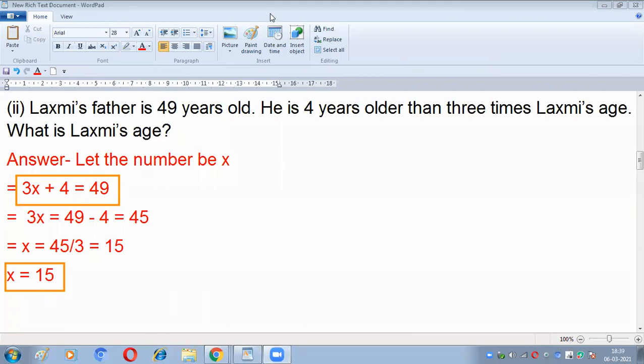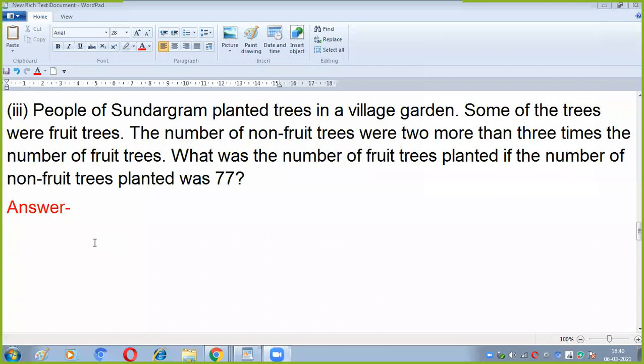Okay. So friends, let's proceed to third bit. So friends, third bit is: people of Sundargram planted trees in a village garden. Some of the trees were fruit trees. The number of non-fruit trees were 2 more than 3 times the number of fruit trees. What was the number of fruit trees planted if the number of non-fruit trees planted was 77?